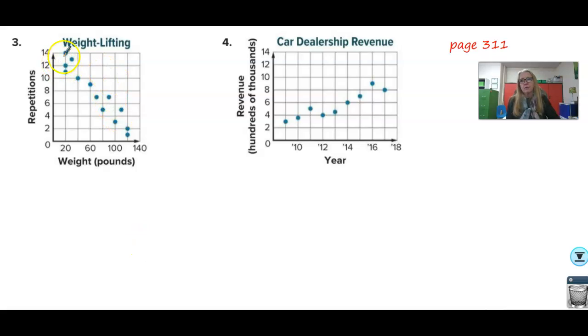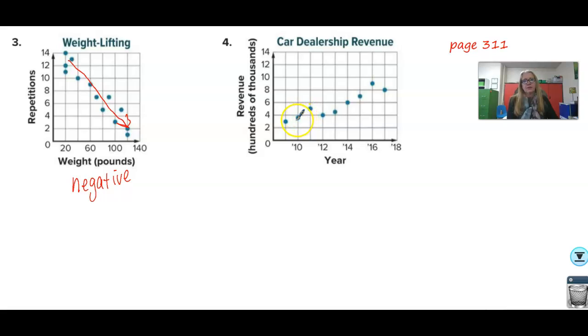Here, the number of repetitions you do and the amount of weight you can do in pounds apparently has a negative correlation. That's a nice negative. It's going downhill. So what does that mean? The more repetitions you do, the less weight you can do. If you're only going to lift 120 pounds, you can do it twice, but you can't do it 14 times, I guess. I guess that's how you read that.